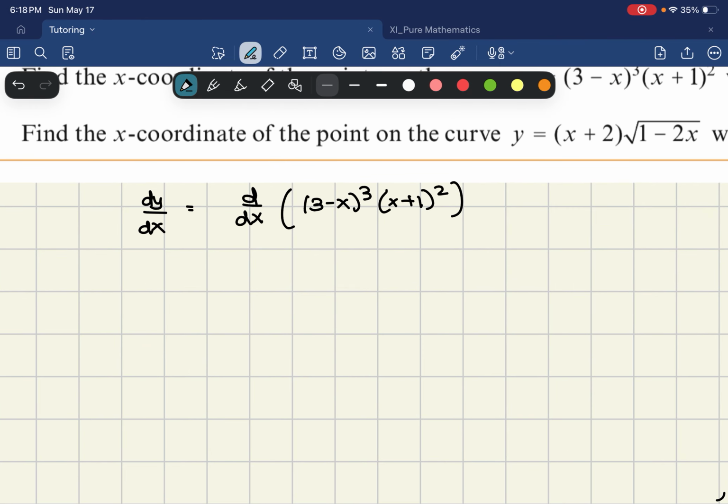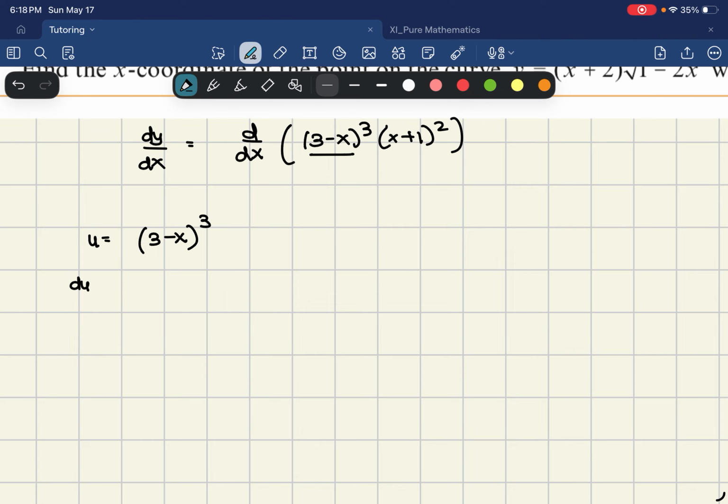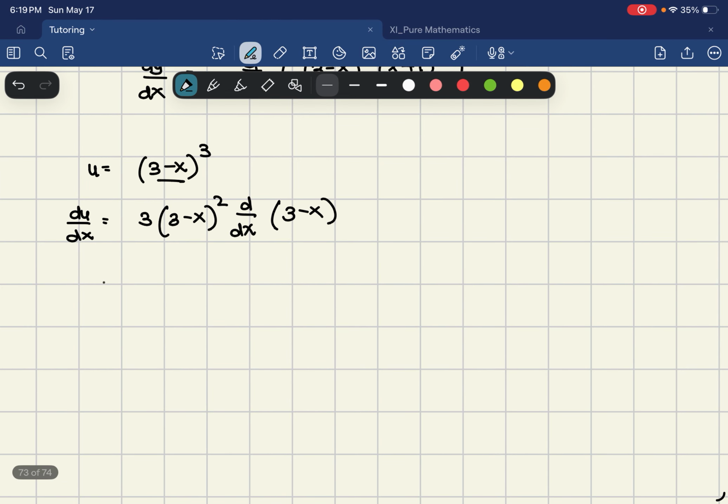So pick a u and pick a v. This is u. For du by dx, you use the chain rule: 3 minus x squared, but do we get a positive 1 from differentiating the inside? No, right? So you differentiate. Always use the chain rule so that you don't make a mistake.